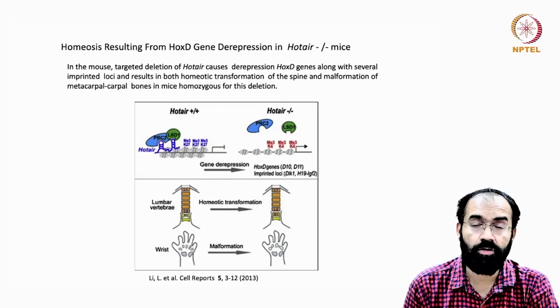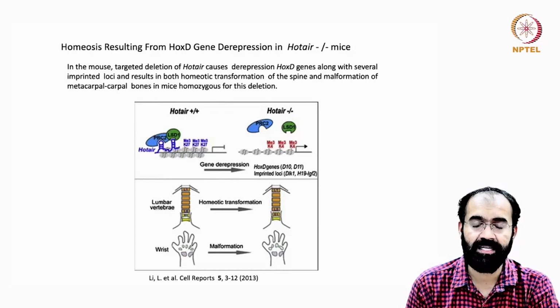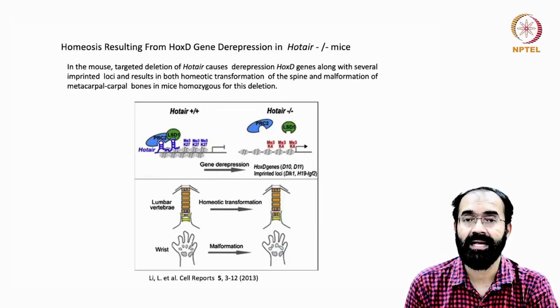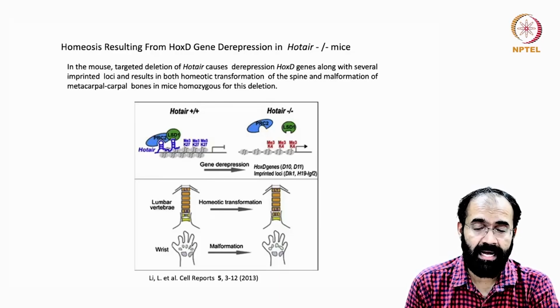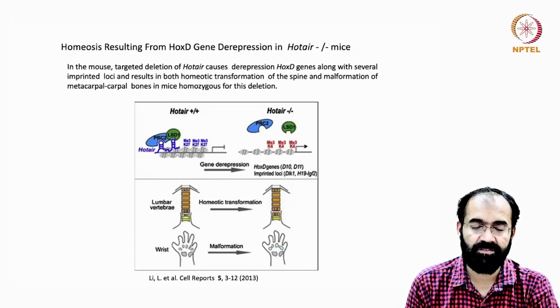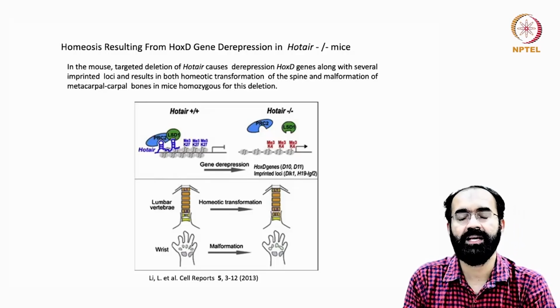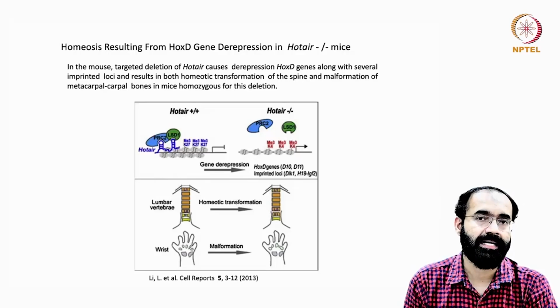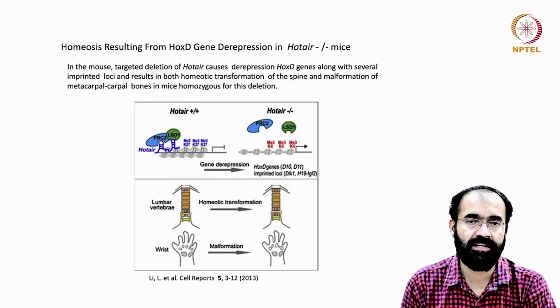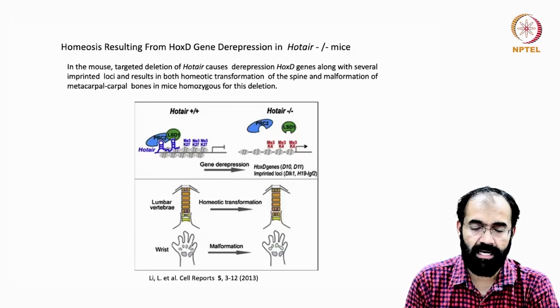So if HOTAIR is normally present, it will block the HOX-D expression by recruiting PRC2 and LSD1 enzymes. And if HOTAIR is missing, then PRC2 and LSD1 cannot do anything onto the HOX-D cluster. Because of this, you will have normal lumbar vertebrae. Lumbar vertebrae is something near your belly region, where your kidney is, in the back of your belly region towards the vertebral column. So around your belly region, that vertebrae is called lumbar vertebrae.